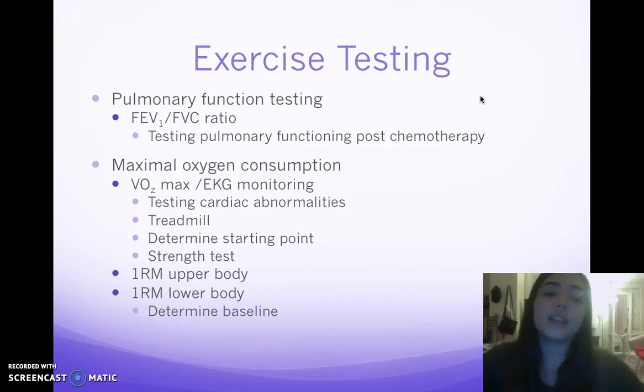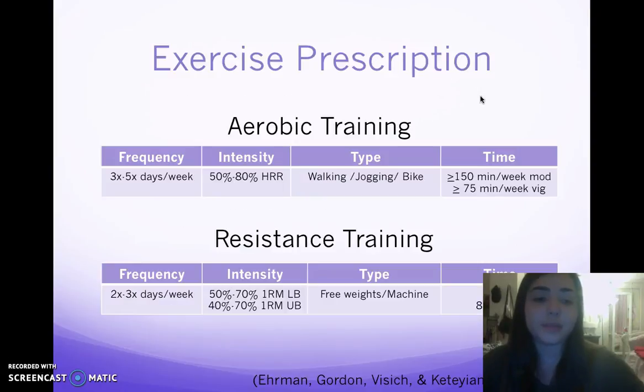So exercise testing that would be done on her would be pulmonary function testing to test her pulmonary function post-chemotherapy, and then a maximal oxygen consumption test to test her VO2 max, check her EKG, make sure her heart is functioning properly, and a 1RM upper body and lower body to determine her baseline.